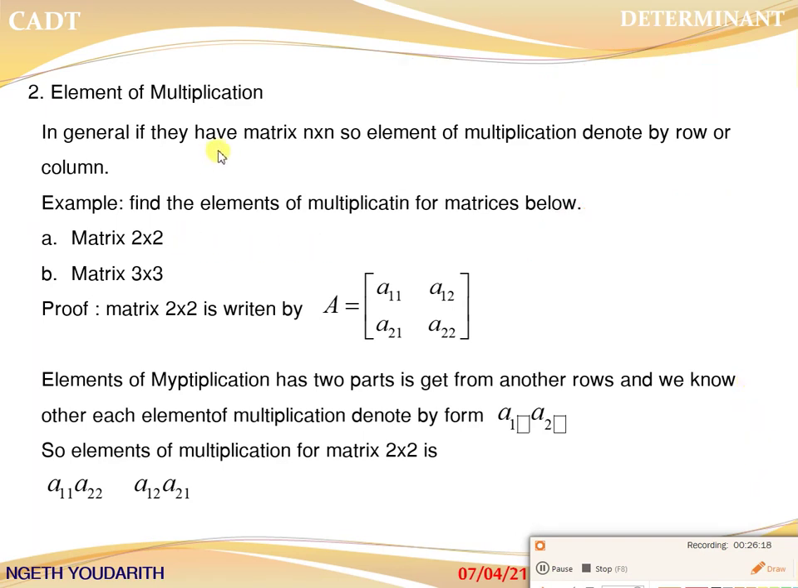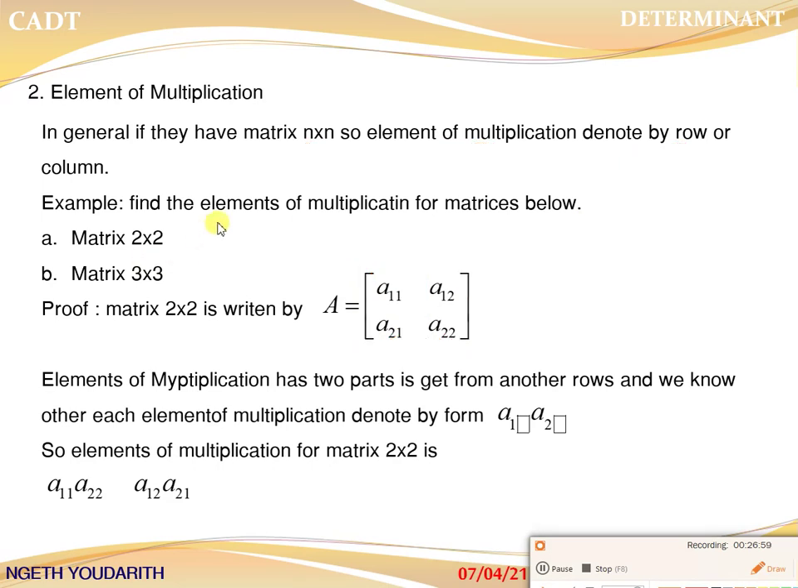And in general, if we have an n by n matrix, the element of multiplication is denoted by row or column, depending on our calculation. Is it row or column? This one is row, and this one we think is column. So the row with column or the column with row. This is the element of multiplication in a matrix.